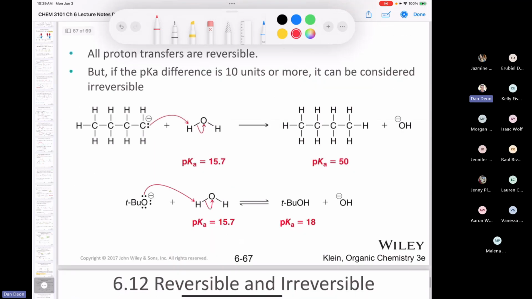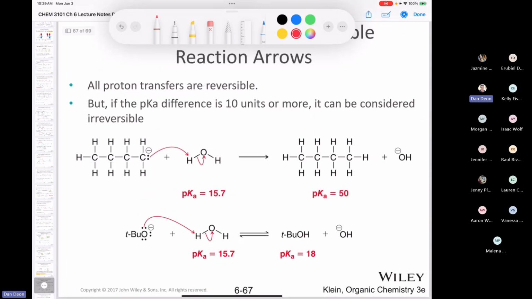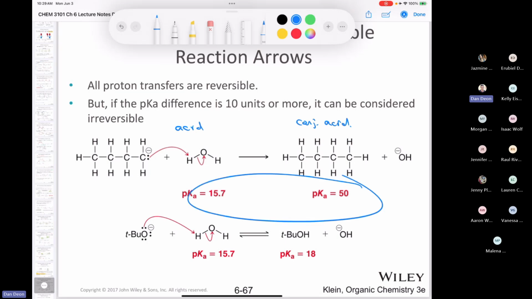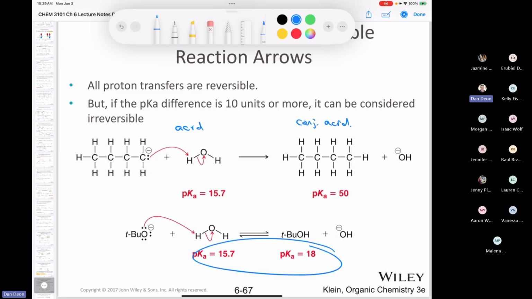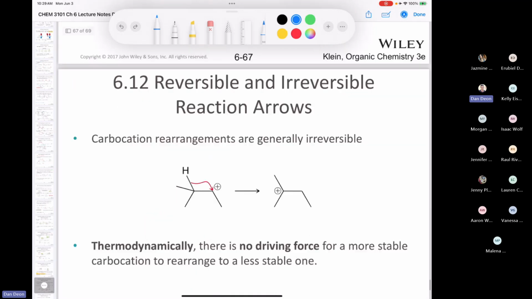The next one is for proton transfers, and it's a matter of pKa difference. If the difference in pKa between your acid and your conjugate acid is 10 pKa units or more, then you just say it's irreversible. If it's 10 or less, you just draw reversible. That's it. Here you see the difference is 34.3. Here the difference is 2.3. So the one on the top is irreversible, and the one on the bottom is reversible.